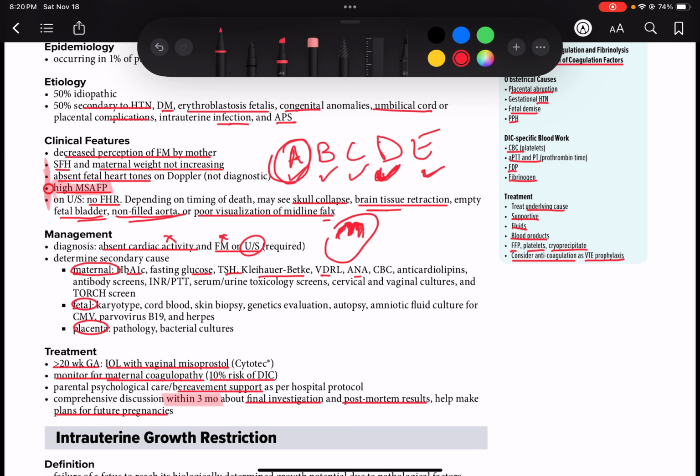And in the fetus, you would want to determine the secondary cause, like what caused the fetal demise. So you're going to go for karyotype, cord blood, skin biopsy, genetics evaluation, autopsy, amniotic fluid culture for maybe cytomegalovirus, parvovirus B19, and herpes. And for the placenta, you're going to send it for pathology and bacterial cultures.